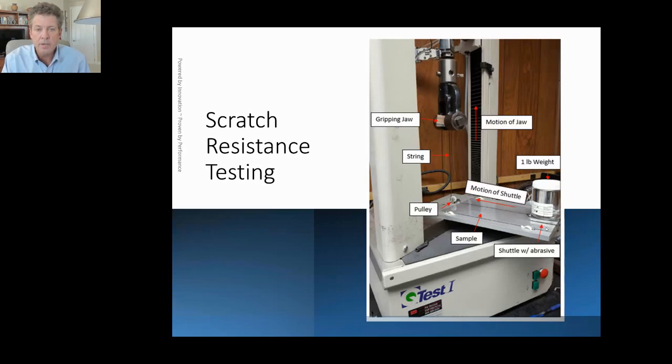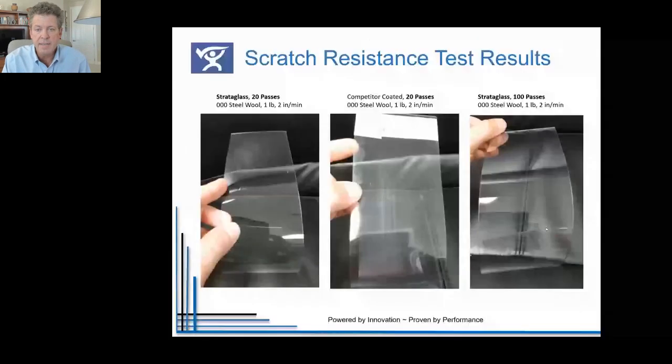We took our competitor's product and we did the same, and we ended up with a situation where you could actually see scratches after 20 passes. And the real exciting thing was after 100 passes for Strataglass on the right there, you could see that we still don't have any scratches. So we're really confident, and we're really happy that our technology and our coating is what you need it to be, a scratch-resistant product in the market, especially in the marine environment.